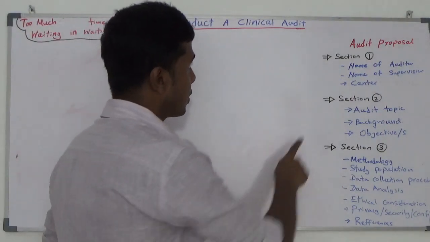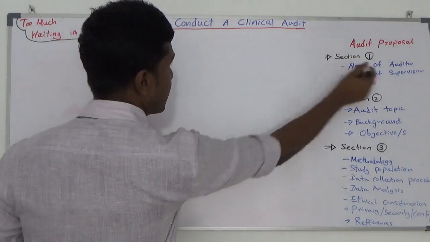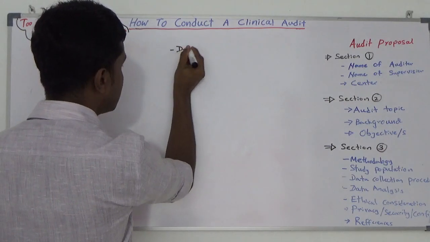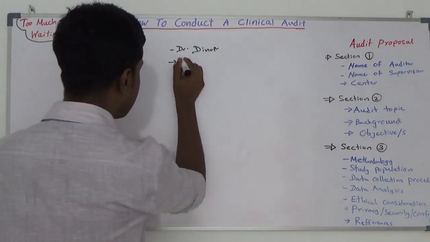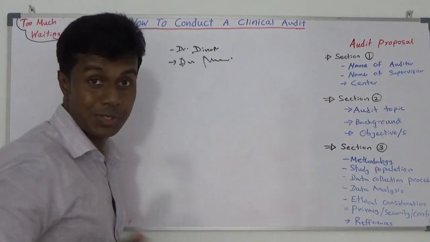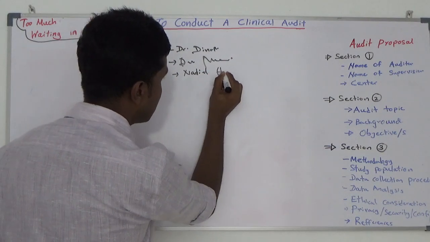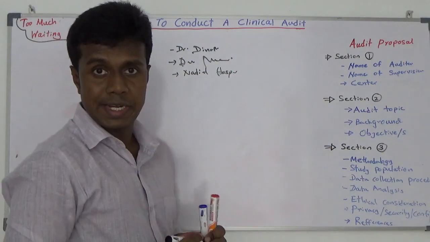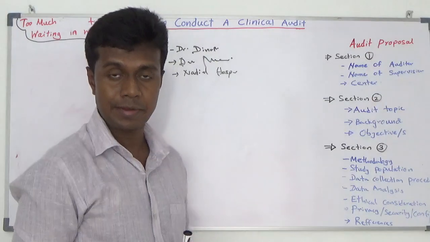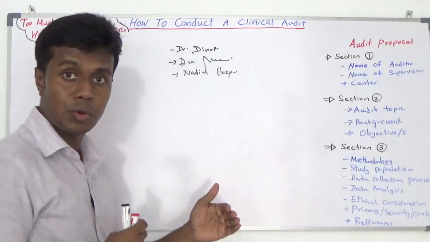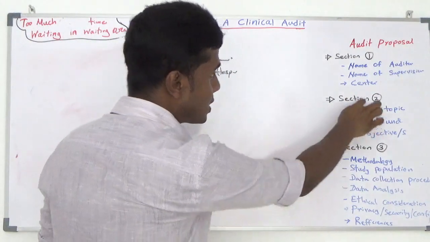make the audit proposal? Audit proposal section 1 includes the name of the auditor, which is my name, Dr. Dinosha. Name of the supervisor, my consultant, Dr. So and so. The center name: National Hospital. You can have multi-center or single center. Whatever you can do, but I prefer single center if data is adequate. Here I am going to do it as a single center. Then I want to move into section 2.